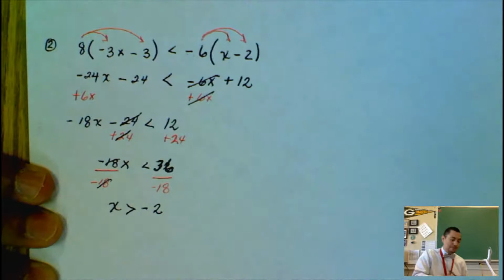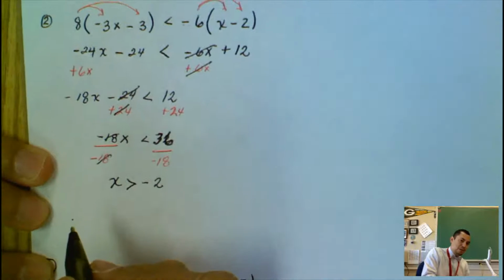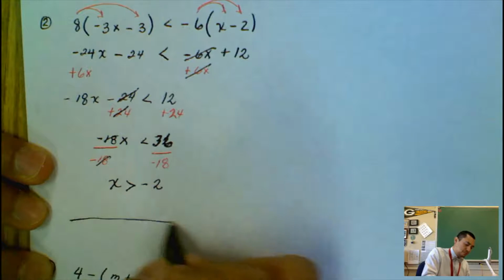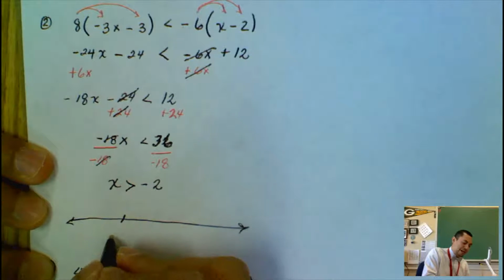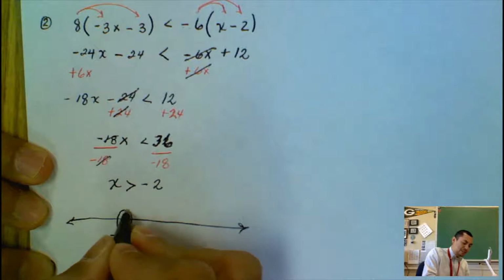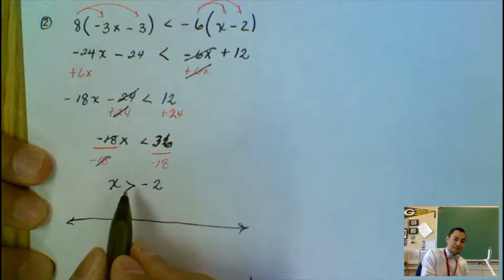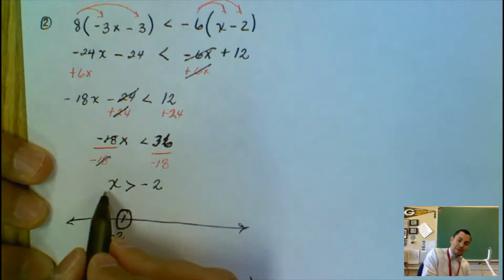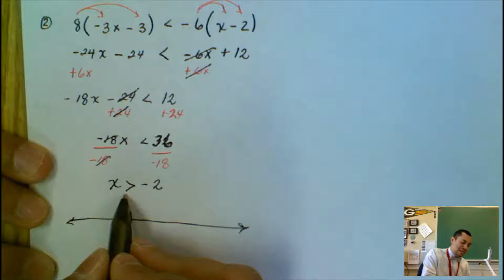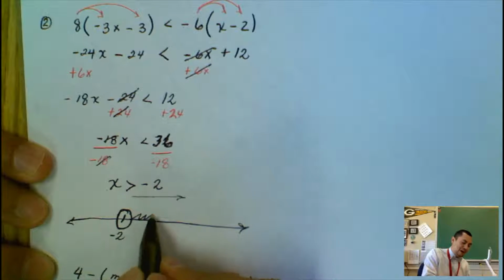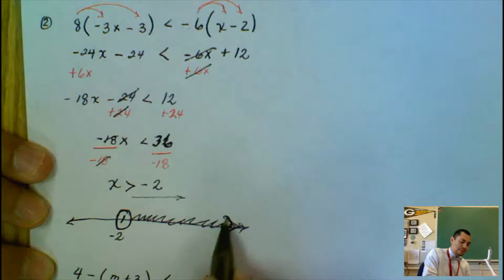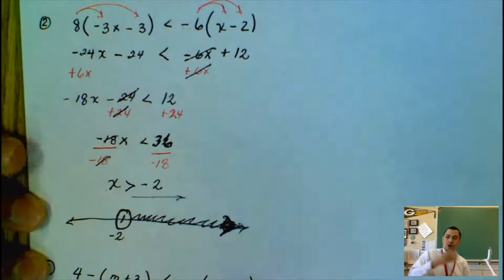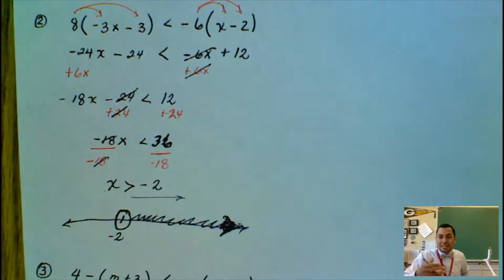-2. Now we graph. So we draw a line here. And we're going to start at -2. Open, again, the dot is going to be open because it's just greater than, not equal. And the variable is at the left. So the inequality sign is telling us that the graph goes to the right. Okay? That's the method that we're using. So any number greater than -2, -1, 0, 1, 2, 3, 4, 5, is a solution to that inequality. Okay, that's problem number 2.